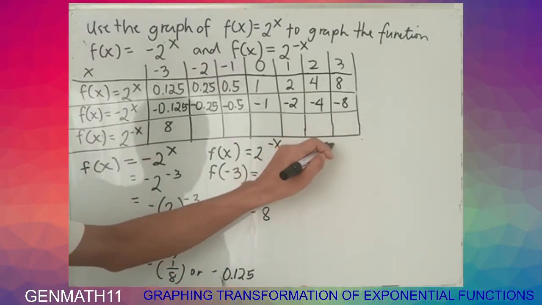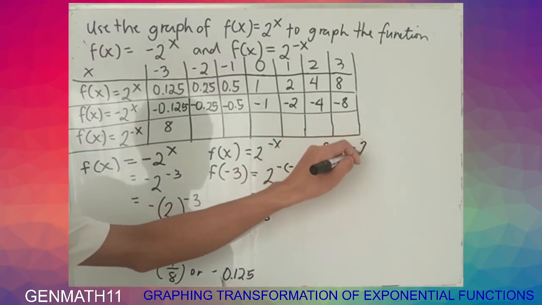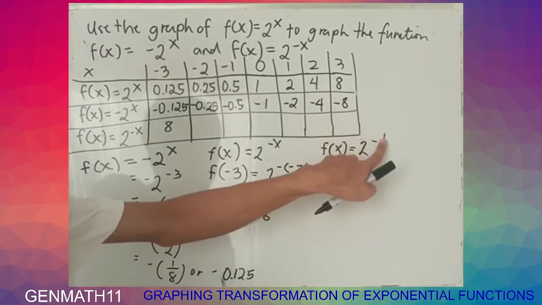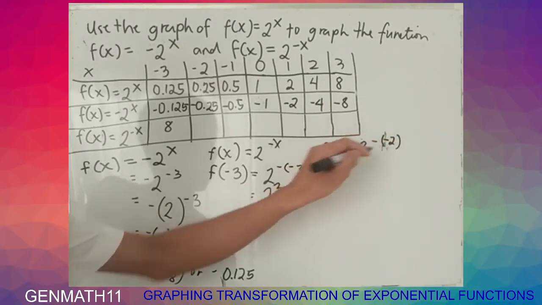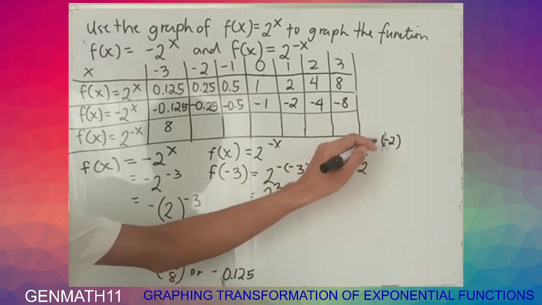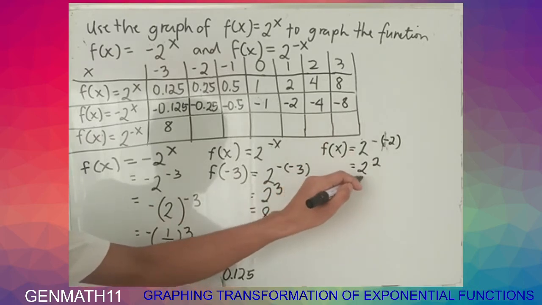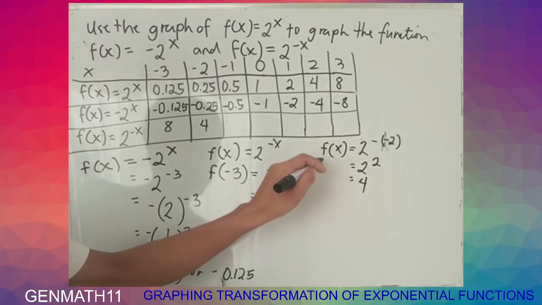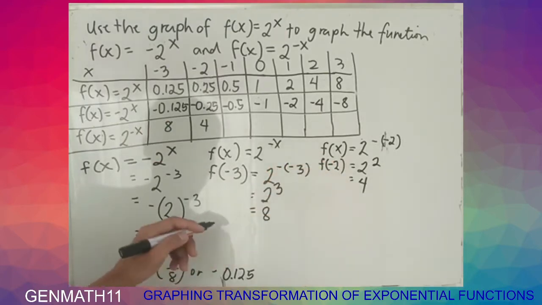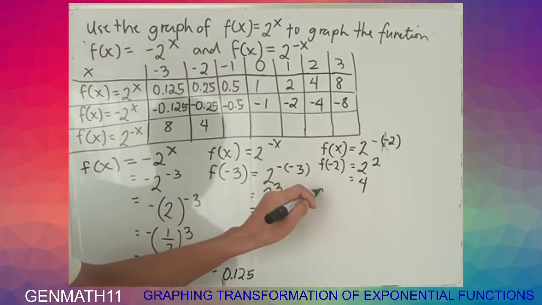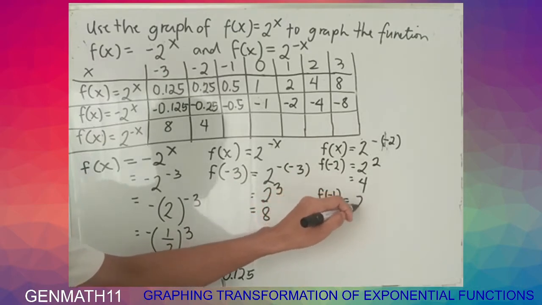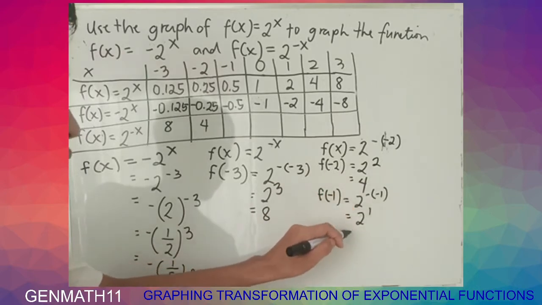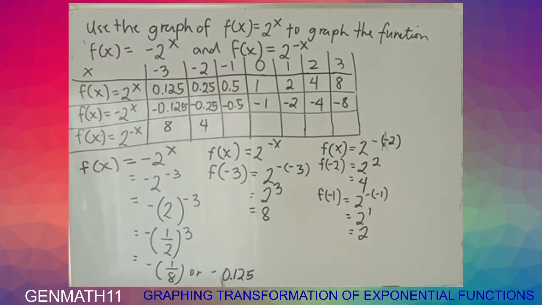Next, 2 raised to negative 2. Wrong, negative times negative 2, so it becomes positive 2. So 2 squared is 4. Okay, next, negative 1. 2 raised to negative times negative 1 will be 2 raised to 1, which is equal to 2.